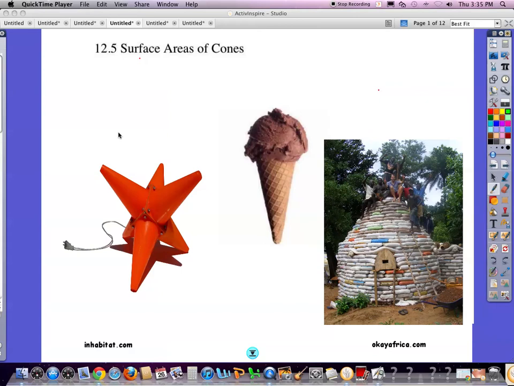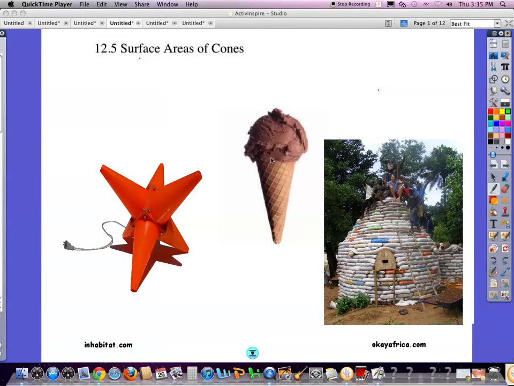Okay, 12.5, surface areas of cones. A couple pictures here. These are those cones that you find on the road, like along the highway to keep you out of a certain lane. I guess they were repurposed to make a chandelier or some kind of a light. So you could actually have one of those hanging in your room if you really wanted.